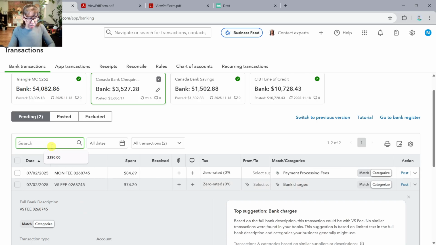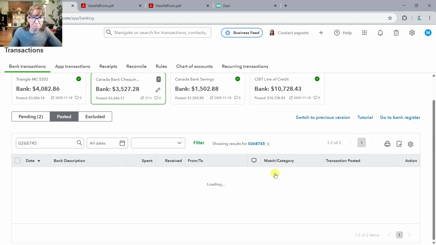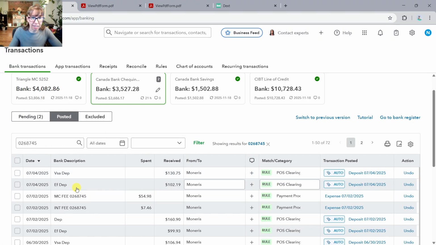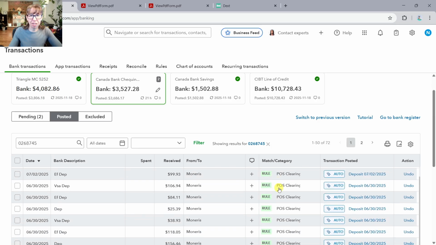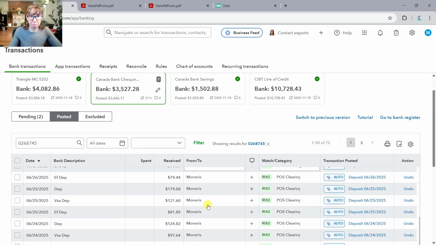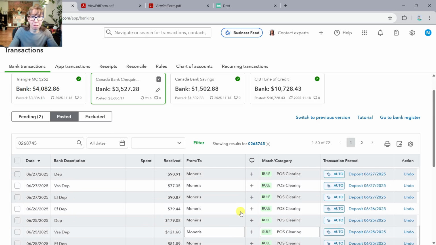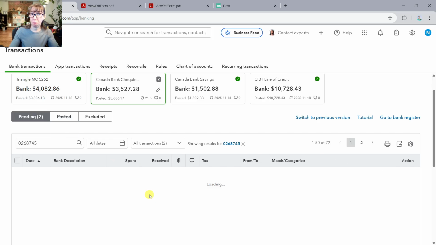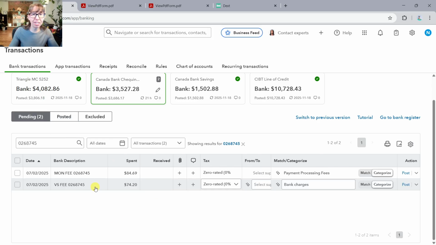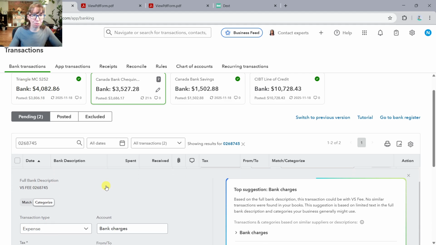If I put that into the search and then we go and look at posted, there you can see that the full bank description here has that number, but all of these rules are related to Moneris. Every time I see that number, I know it's related to something to do with Moneris. So Visa fee, that's to do with the credit card processing payments for Visa. Let's go ahead and add this rule together.